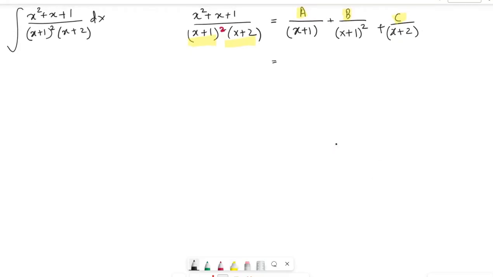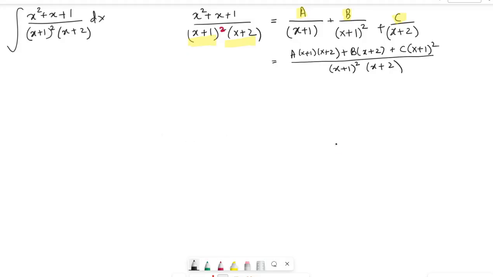Okay. Now the next step is to make the common denominator. So the common denominator here would be x plus 1 whole square times x plus 2. I'll have to multiply A with x plus 1 and x plus 2 because in the denominator there's just one power of x plus 1. I'll have to multiply B with only x plus 2 because x plus 1 power 2 is already in the denominator. Plus, I'll have to multiply C with x plus 1 whole square.